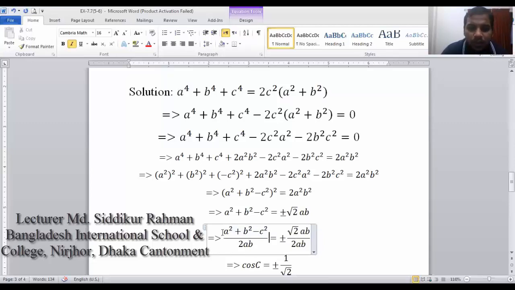So this one becomes cos c, a square plus b square minus c square by 2ab is equal to cos c. It is the cos rule, and in our previous sum we also got the same thing. Okay, and ab cancelled. Root 2 by 2 is 1 by root 2. That means we get cos c is equal to plus minus 1 by root 2.